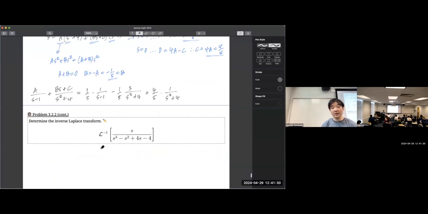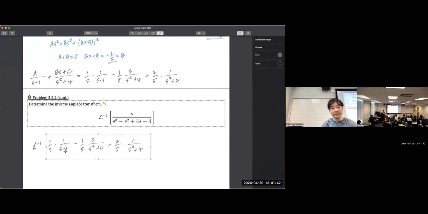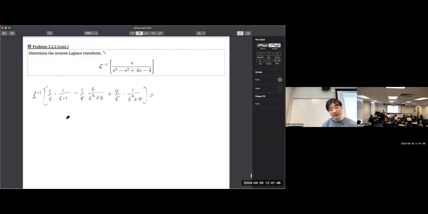So we can just compute the inverse Laplace transform. Basically, I'm just going to say the inverse Laplace transform is going to be of all of these. After you've broken it up into its partial fractions, it's going to be 1/5 e to the t, because this is 1/(s - 1). This one is -1/5.